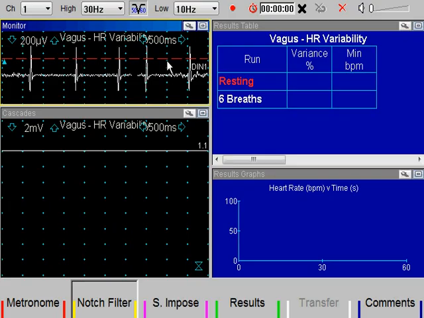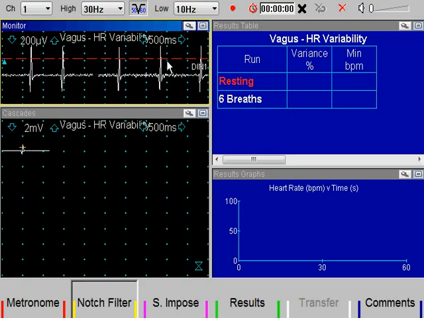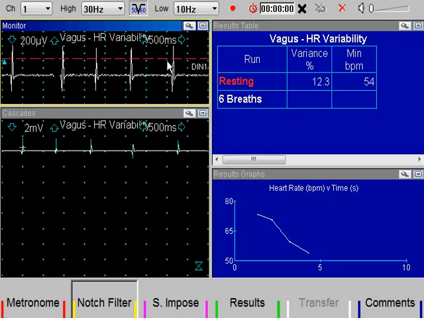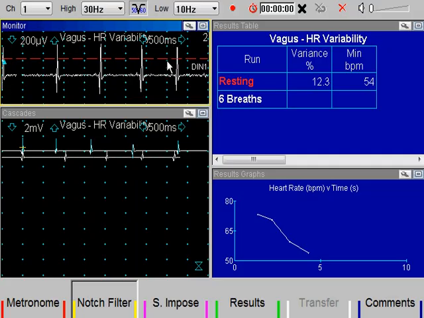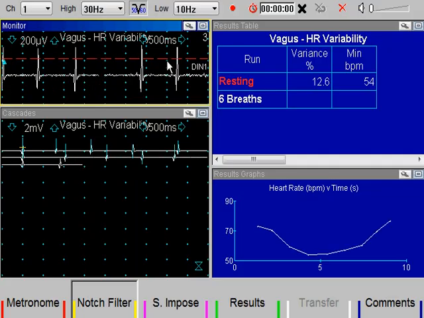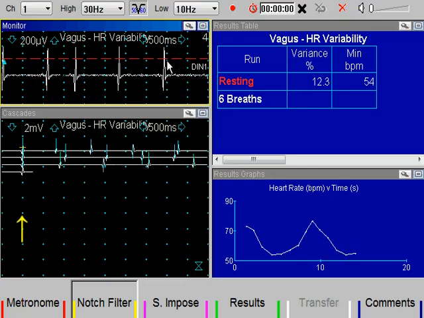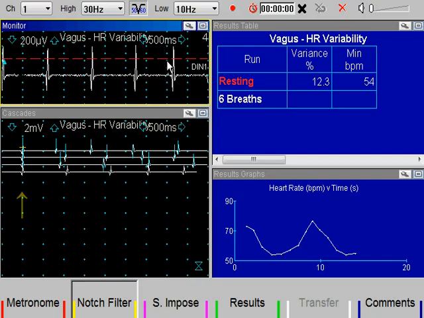Start recording the data. The system will automatically collect signals for 60 seconds or 1 minute. Epochs of 5 seconds are also shown in the bottom window with trigger on the first QRS complex. This makes it very easy to recognize the variability in the heart rate.